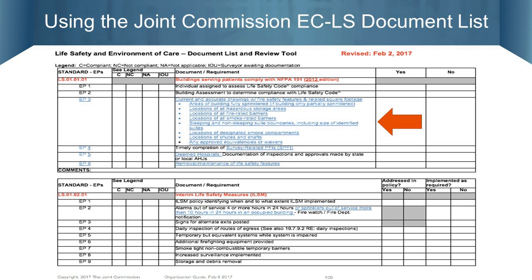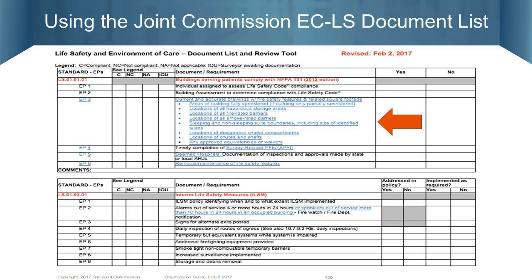All right, let's look at the Joint Commission's Environment of Care Life Safety Document List. Hopefully you all have a copy of this. If you don't have it, go to your Joint Commission liaison person at your facility. It came out in the Survey Activity Guide that was issued February 6th. It's at the very end of that document.